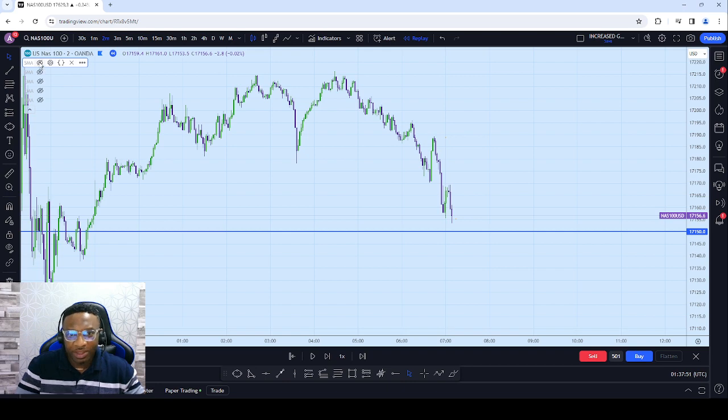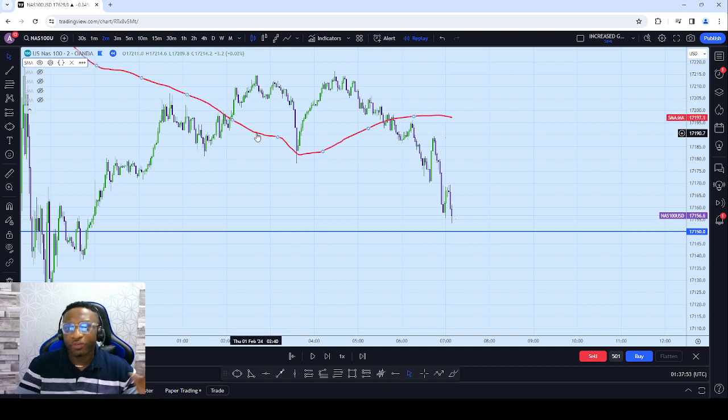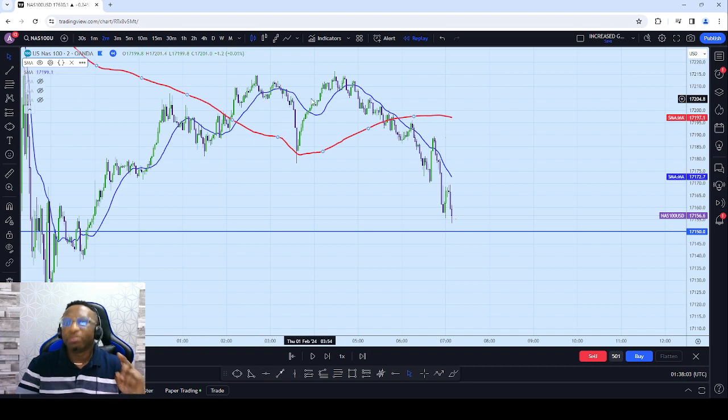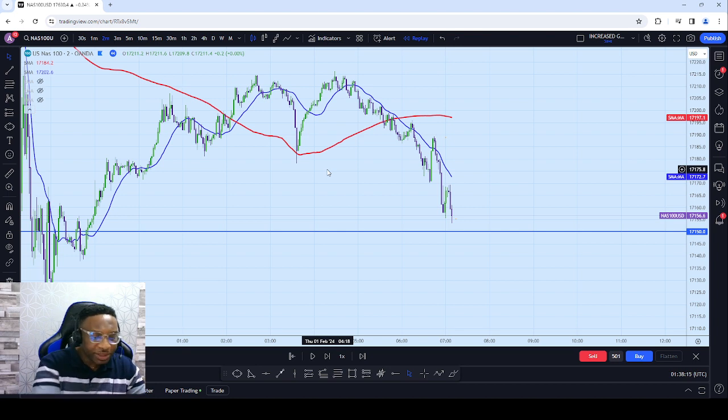Then I'm overlaying a 200 moving average on the charts. So this red line here is the 200 moving average. Then I'll also add the 20 moving average onto the chart. So this is all that we need for this explanation, to give you this information.